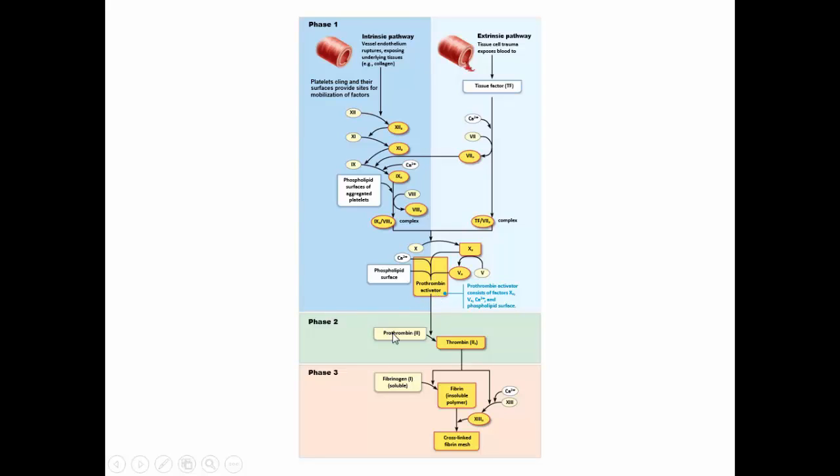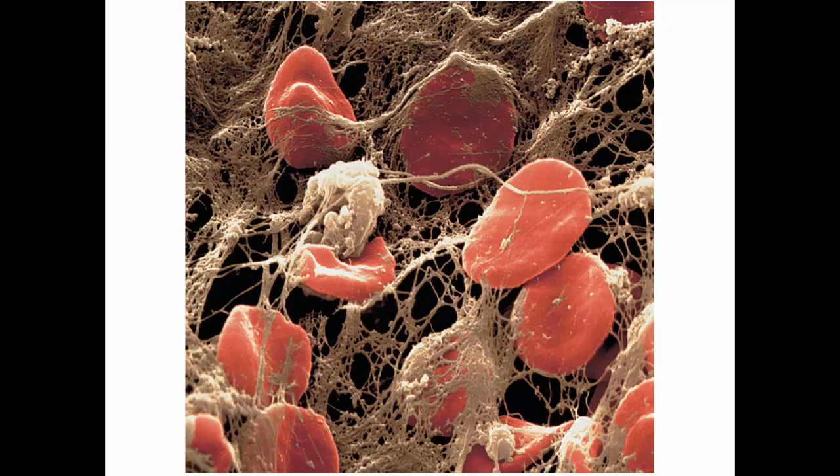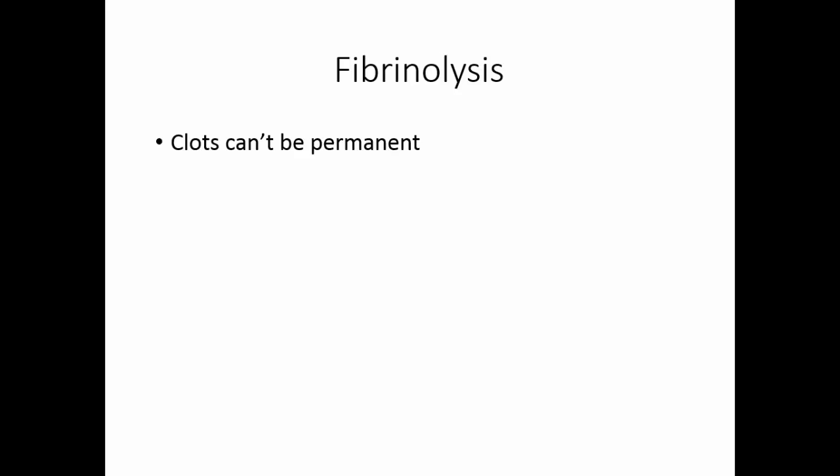In phase 2, prothrombin is converted to thrombin, and in phase 3, thrombin causes fibrin to be formed. This gives us that cross-linked fibrin mesh that is going to hold red blood cells. And here we see that fibrin mesh with blood cells trapped in it. This is your stable clot. Now, clots can't last forever. We have to make them go away sometime, otherwise we'd be one big mass of clots.